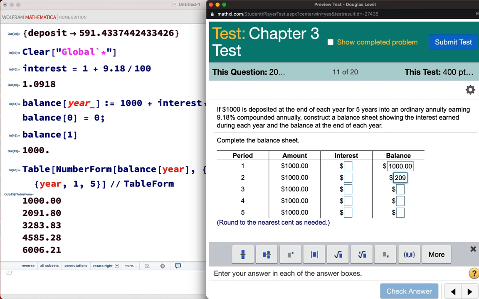And then we have $2,091.80, $3,283.83. Let's see, $3,283.83, $4,585.28.